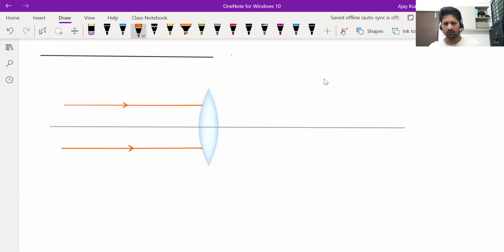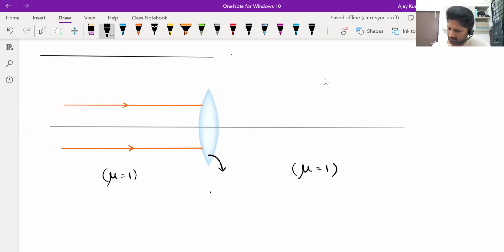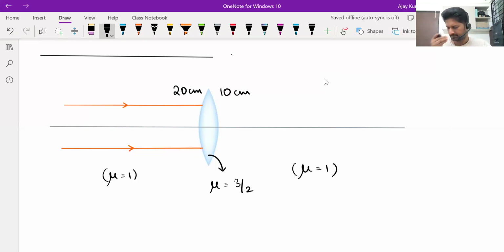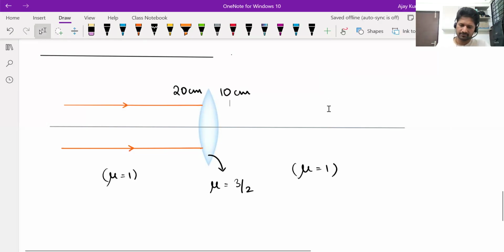Now they'll undergo two refractions and they may converge, they may diverge. Depends. We don't know what exactly will happen to them. It depends on the refractive indices. Assume outside medium is air. So outside the lens, the refractive index is 1 on both sides. And assume the lens is made of glass whose refractive index is 3 by 2. The left side surface, let's say its radius of curvature is 20 centimeters. Plus 20 or minus 20, you will have to decide. And the right side surface, let's say its radius of curvature is 10 centimeters. Derive the focal length of this lens.